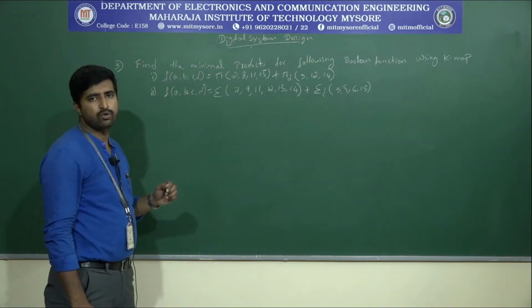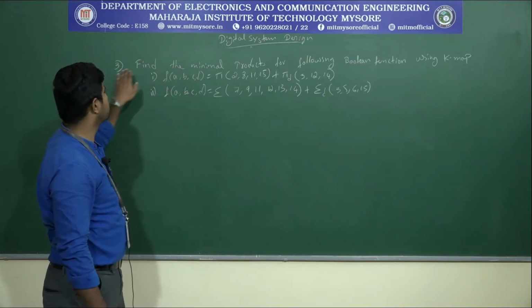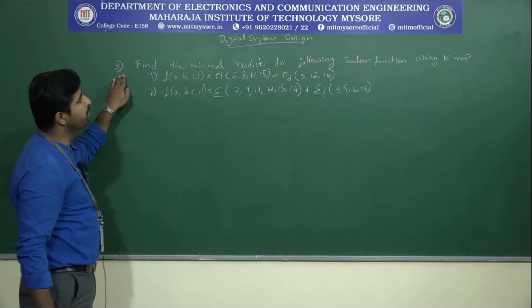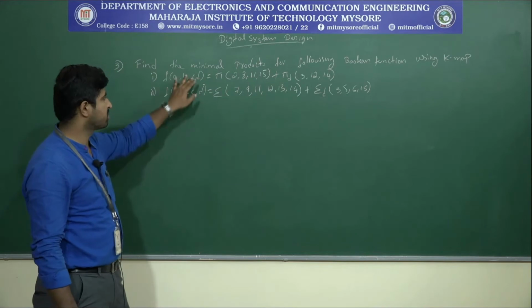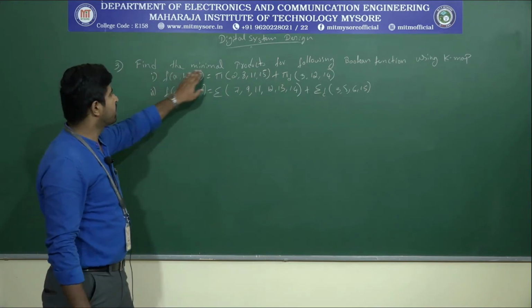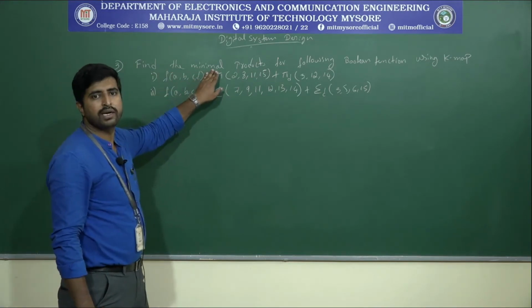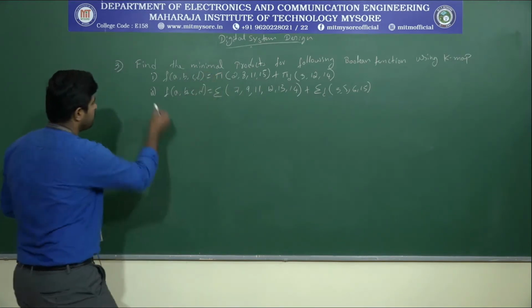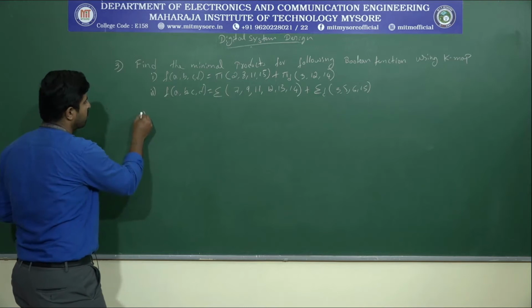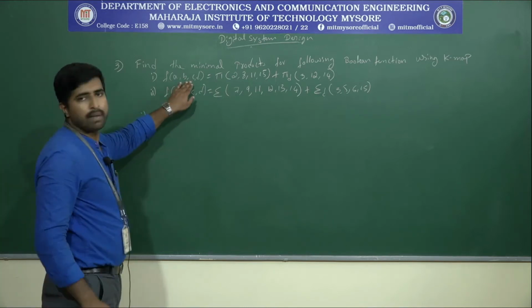Okay, let's move to the next kind of problem. So problem 3, that is find the minimal product for the following Boolean functions using K-map, and the functions are these 2. We need to get the minimal product. That means we need to write a POS expression, simplified POS expression. So let's take the first problem. Okay, so let's write the K-map.